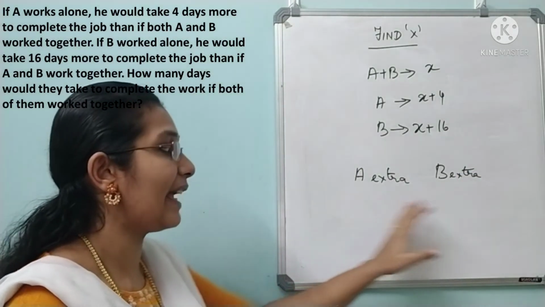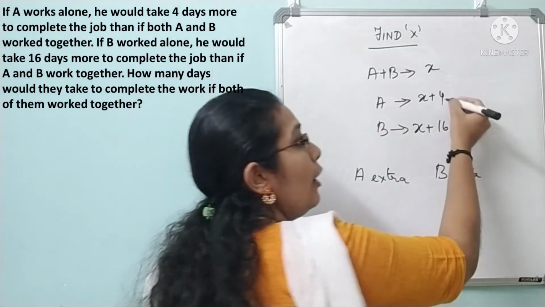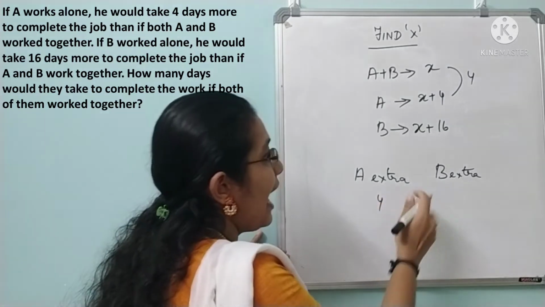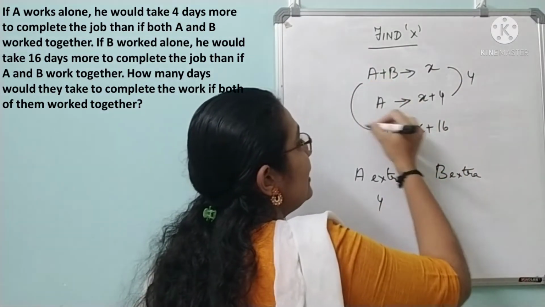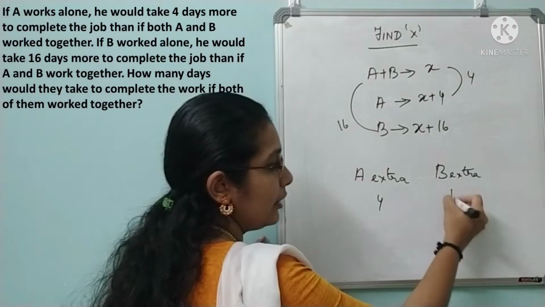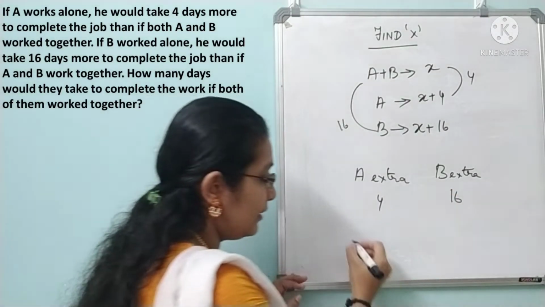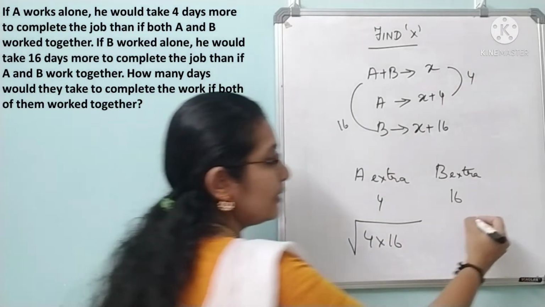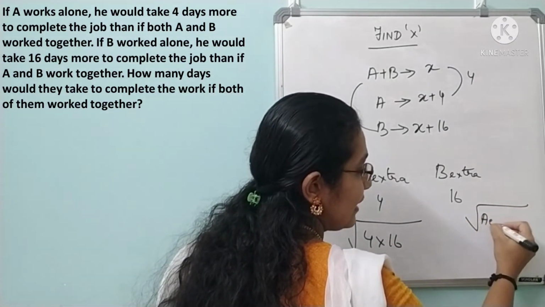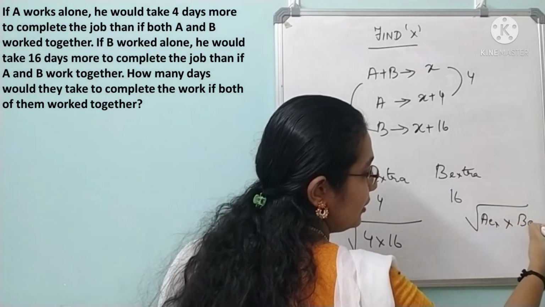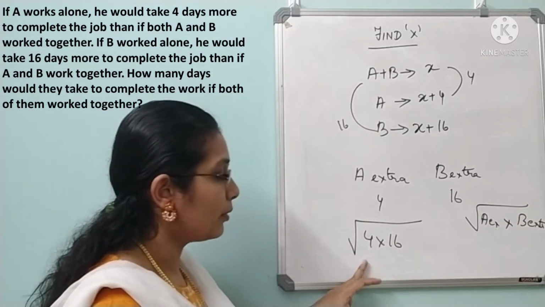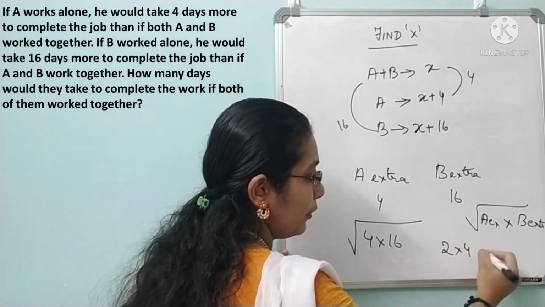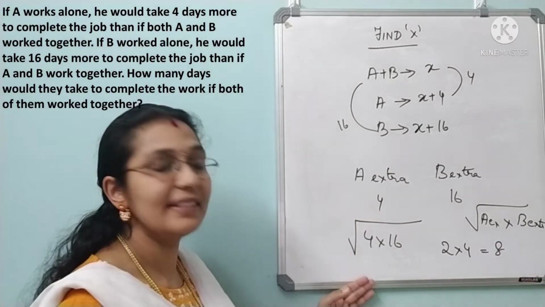Listen to this carefully. A is taking 4 days more than A plus B, correct? And B is taking 16 days more than A plus B, correct? Now what you will have to do is take the square root of 4 into 16. That is root of A extra into B extra. So this is the shortcut. Root of 4 into 16. Root of 4 is 2, root of 16 is 4, which is equal to 8. So your answer is 8.